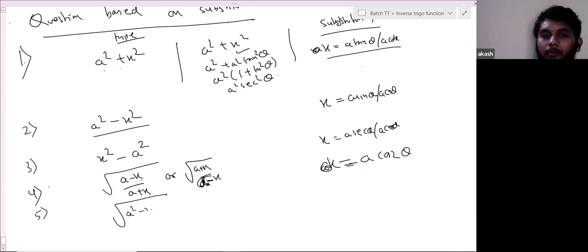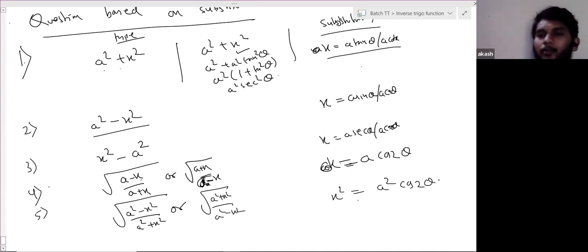Last one is a square plus x square upon a square minus x square. Here you can put x square equals a square cos 2 theta. Please note this down. You don't have to do anything. If you understood the previous three questions, then just by using these standard substitutions, you'll get to the same point as in the previous question. All right, I'll give you an example. Just write it down first.